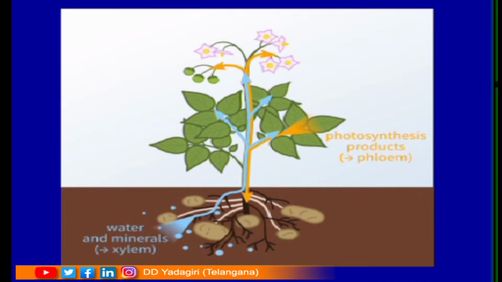Children, food is prepared by the leaf by a process called as photosynthesis. Now, the food which is prepared by the leaf is supplied to all parts of the plant. So, this food is supplied or transported to other parts of the plant through a tissue called as phloem. So, phloem is helpful in conducting food material and xylem is helpful in conducting water.